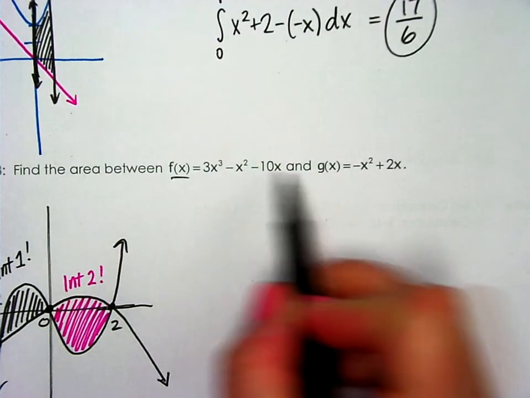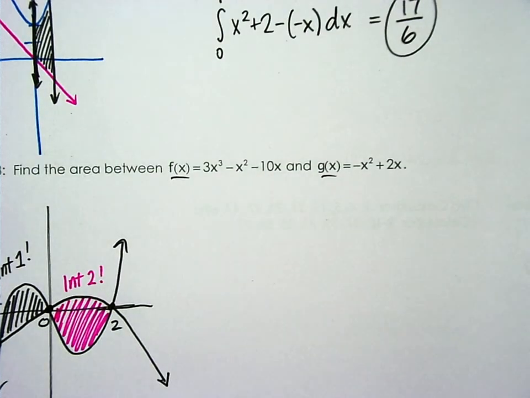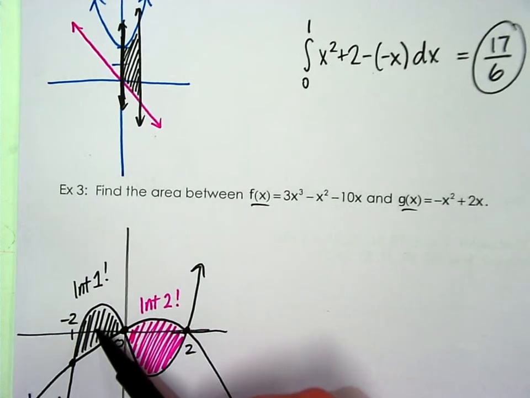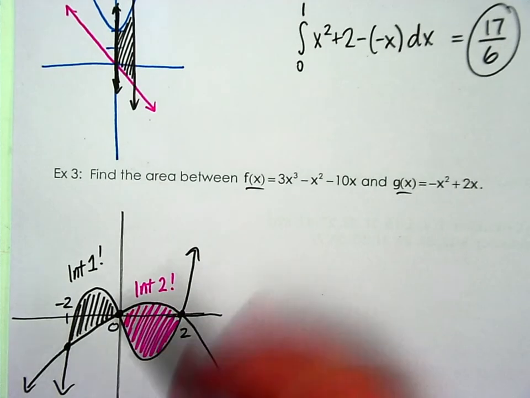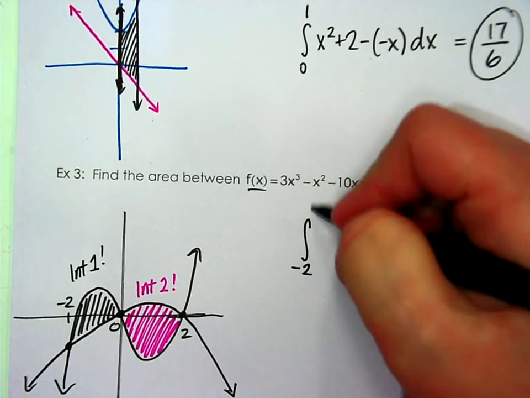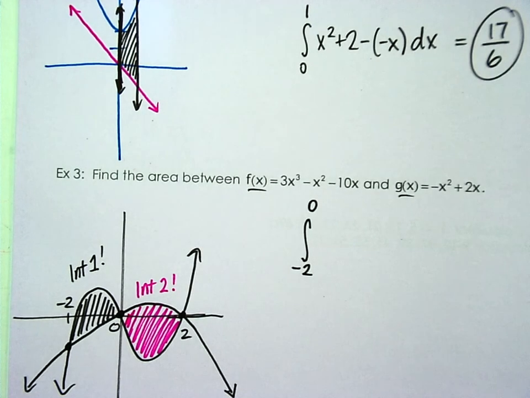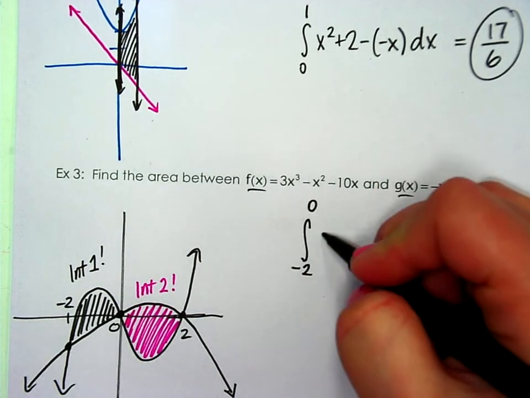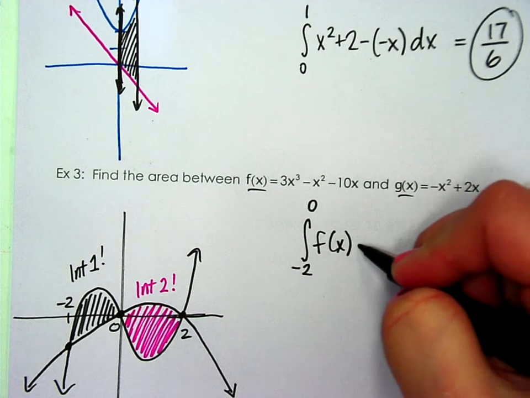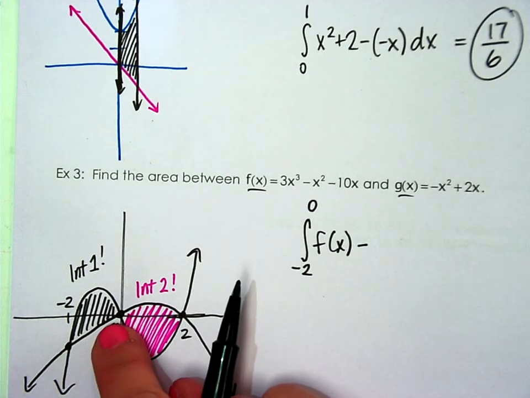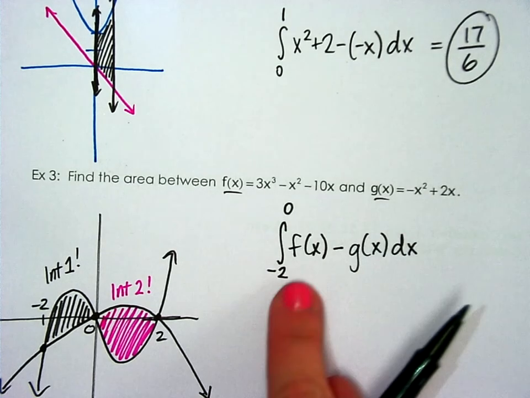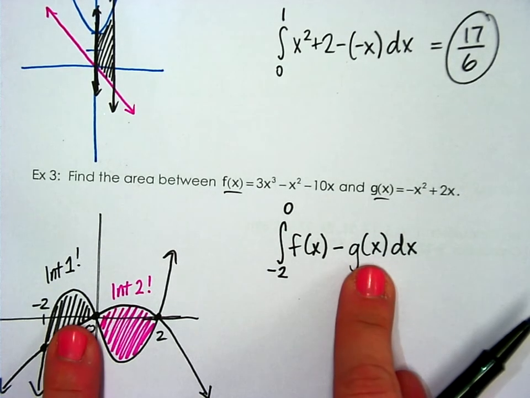Since these functions were named f and g, it is okay to name them that way in your setups. So my integral setup that's appropriate for the AP test is going to be -2 to 0 for the black one, and then I'm going to use my ceiling as the cubic. But my cubic happens to be f of x. So I'm going to write f of x, and then minus my floor function here, which is g of x. So this is a reasonable integral to write for the area of the black space over here.